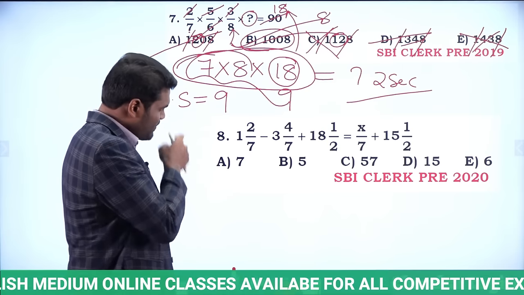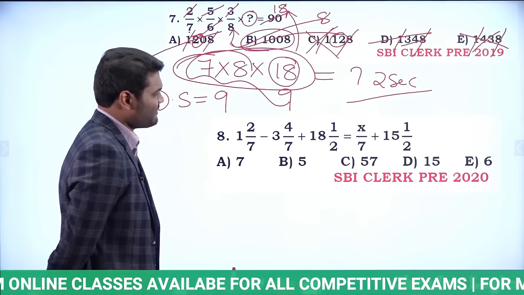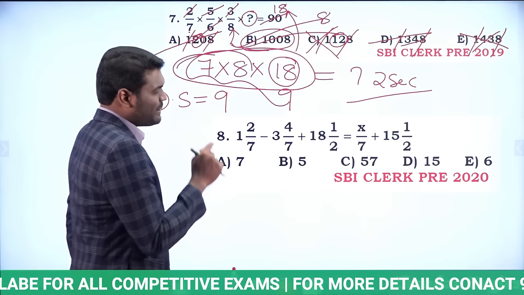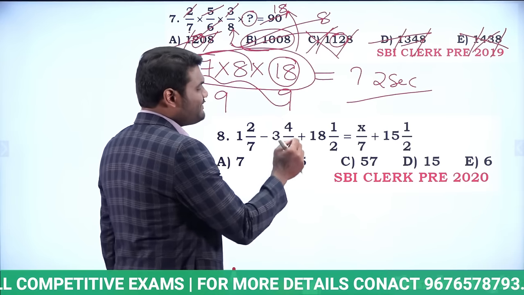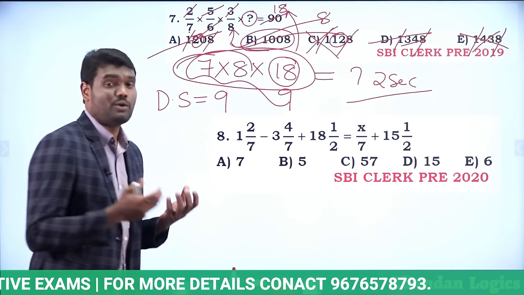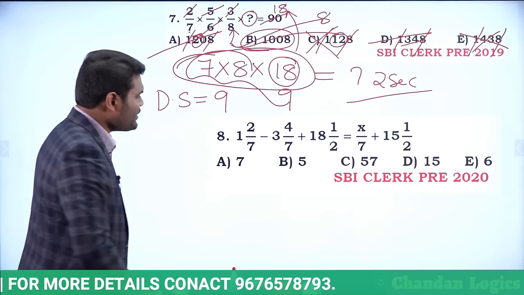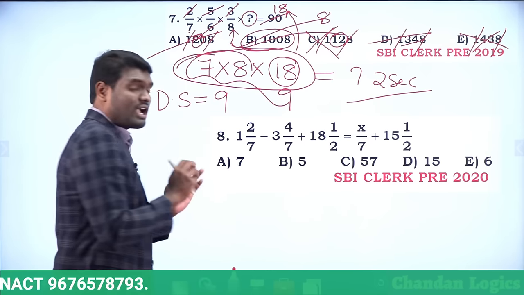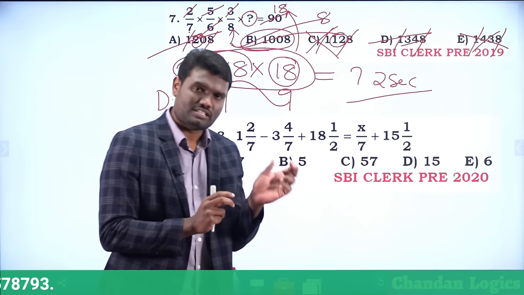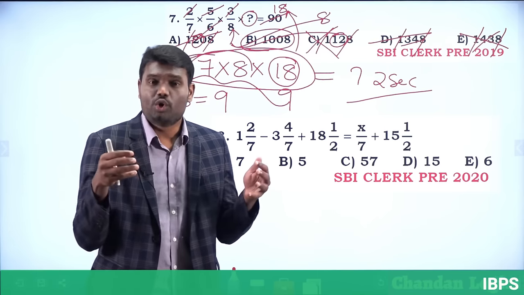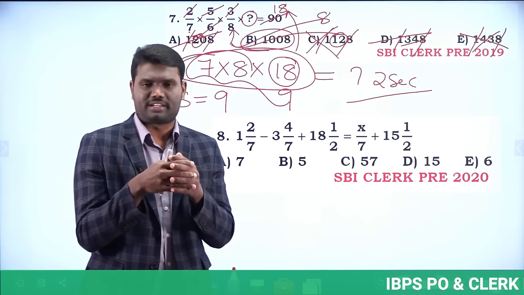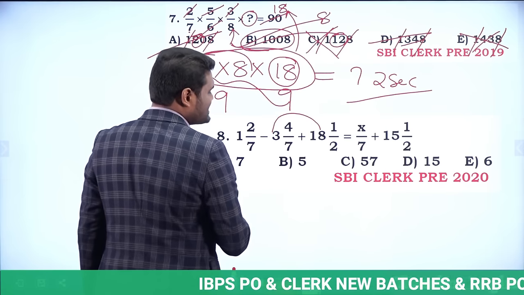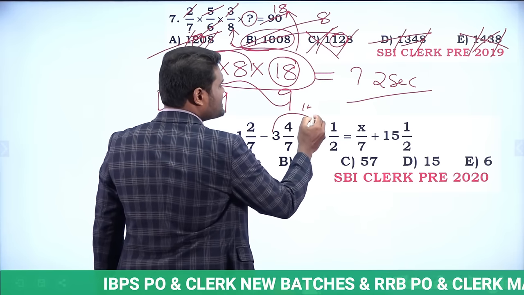1 2 by 7 minus 3 4 by 7 plus 18 1 by 2 is equal to x by 7 plus 15 1 by 2. We are supposed to find the value of x. Look here, try to calculate the integer values separately and the fraction values separately. Don't convert the mixed fraction into a normal fraction. If you observe here, this is 18 minus 3, which is 15.